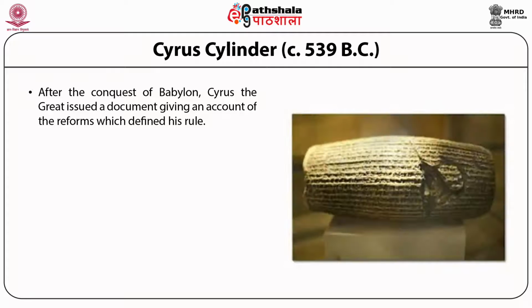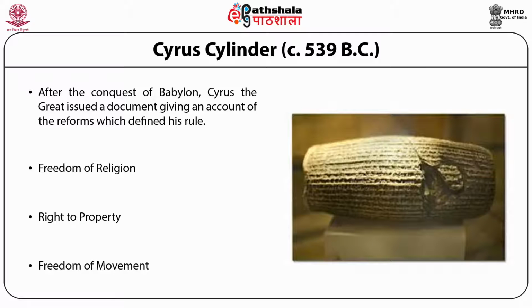In the Cyrus Cylinder, which is mentioned in the picture on the screen, there are references to freedom of religion. There are references to right to property. There are references to freedom of movement. In other words, these are all important human rights, and they find mention in the Cyrus Cylinder, which dates back to the year 539 BC era.